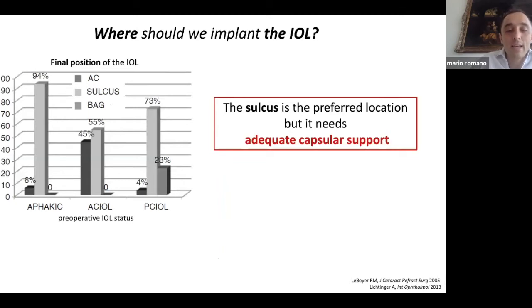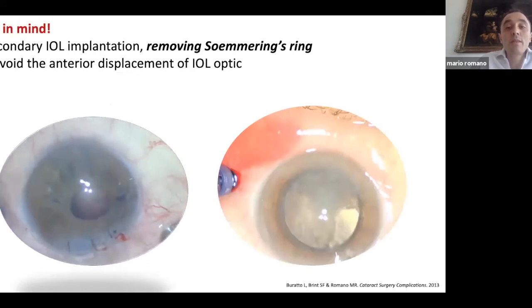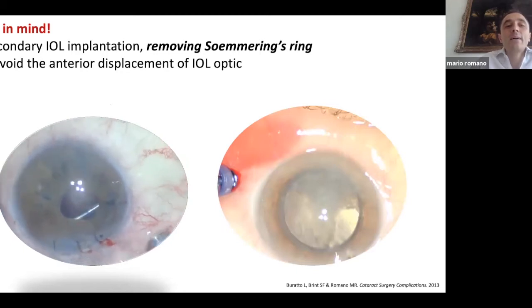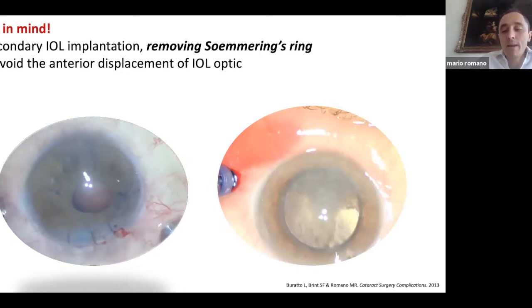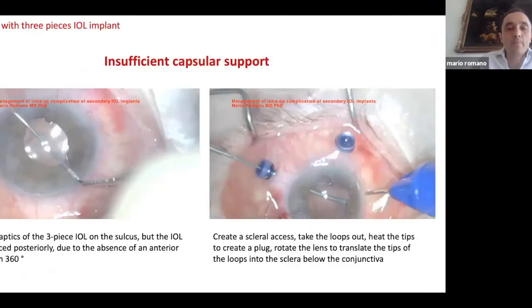So the sulcus is the preferred location, but needs, as I was saying, adequate capsular support, and it's better to remove the Soemmerring ring, which can avoid the anterior displacement of the IOL optic. So in case of insufficient capsular support, we can have trouble.